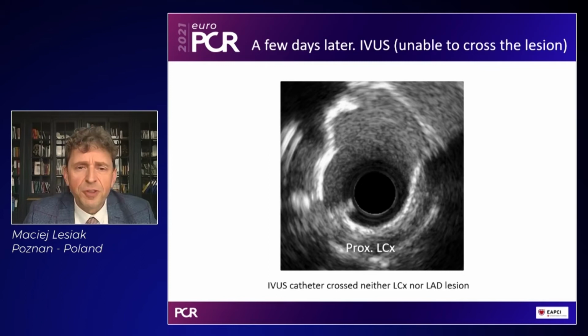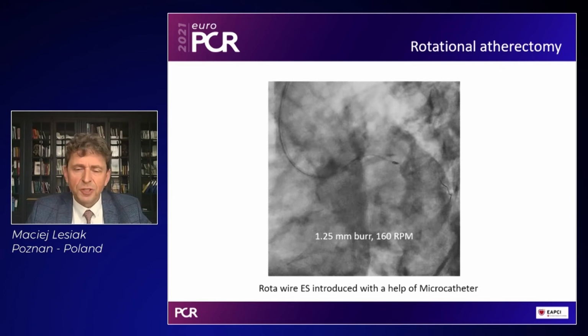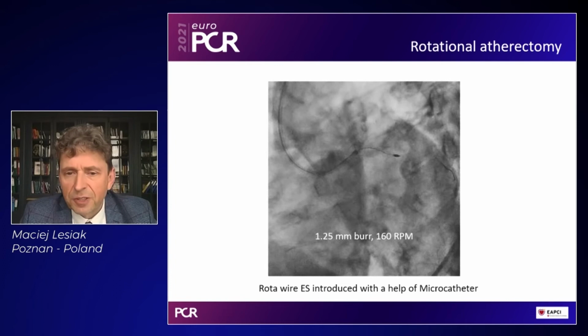I wanted to start with the imaging, but again, I was not able to deliver this time the IVUS catheter to the lesion. So I can only show you the proximal part of the left circumflex artery, where you can appreciate an almost circumferential calcified ring in this vessel. Of course, many of us know that if you are not able to get the IVUS into the lesion, that means that you should refer to rotational atherectomy. So I decided to use rotablation.